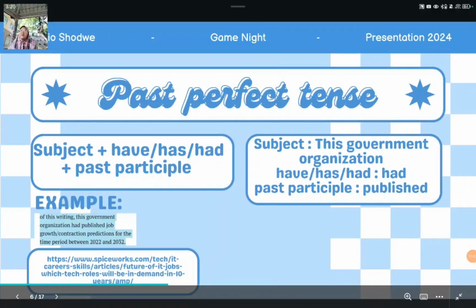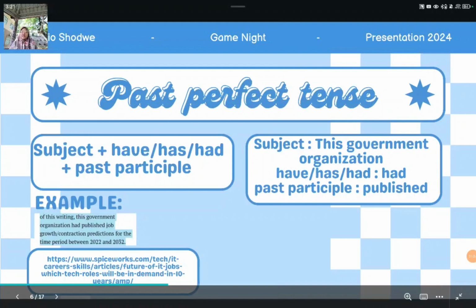Other than that, we also have past perfect tense. Past perfect tense is used to describe an action that will have been completed before a specific point in the future. The formula for past perfect tense is subject plus have, has or had plus past participle.